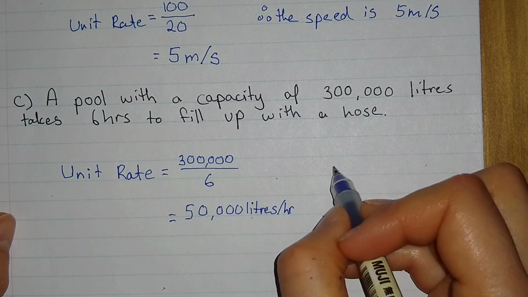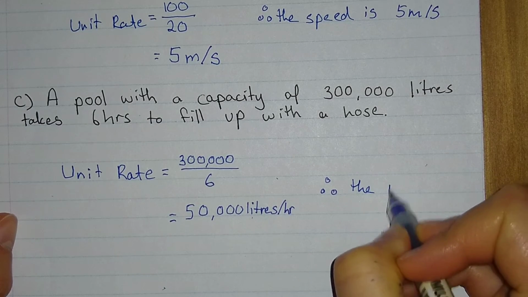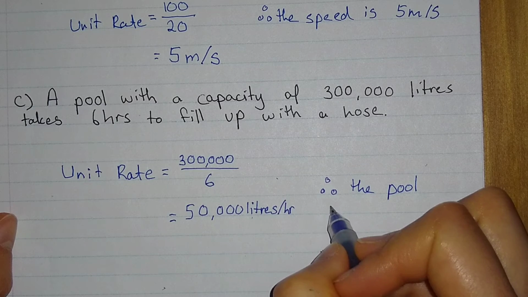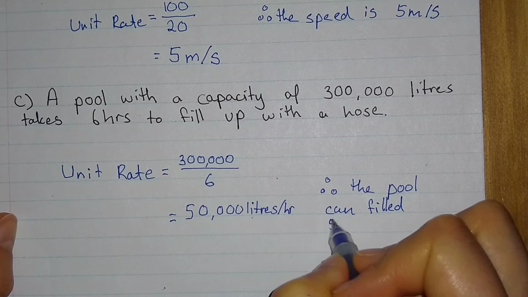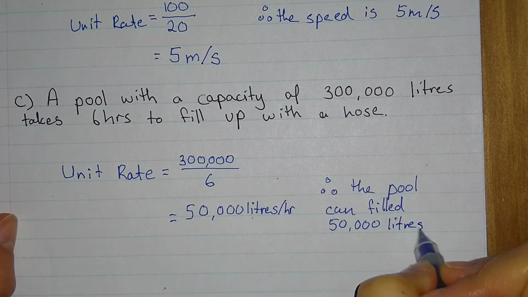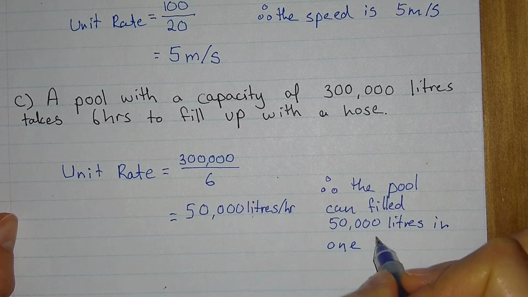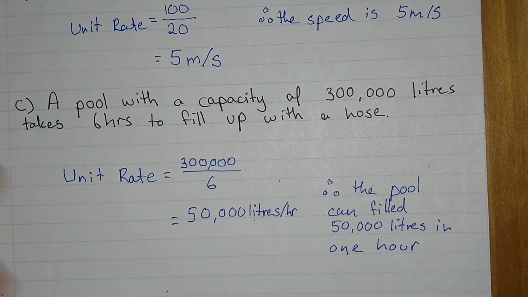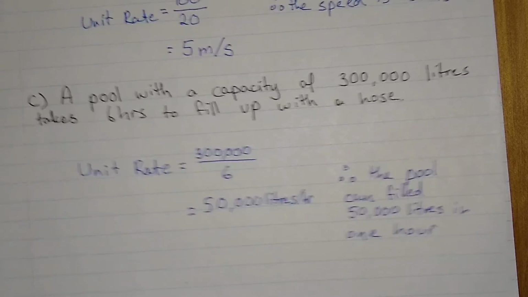So what this means is that in 1 hour, the pool can be filled 50,000 liters in 1 hour. So once again, it's just taking a statement in terms of 6 hours and changing it to 1 by dividing the two quantities. Okay, let's take a look at one more example.